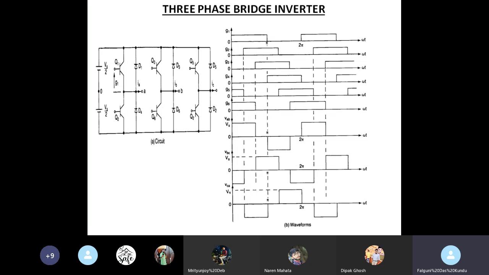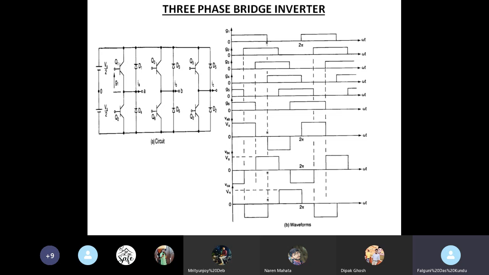Okay, the circuit configurations are the same for both the three-phase 180-degree conduction mode inverter and the three-phase 120-degree conduction mode inverter. But in case of the three-phase 120-degree mode VSI, what happens? Each transistor or thyristor conducts for 120 degrees of a cycle. Okay, that means Q1 operates for 120 degrees. Similarly, Q3, Q4, Q2, Q5 and Q6 operate for 120 degrees.